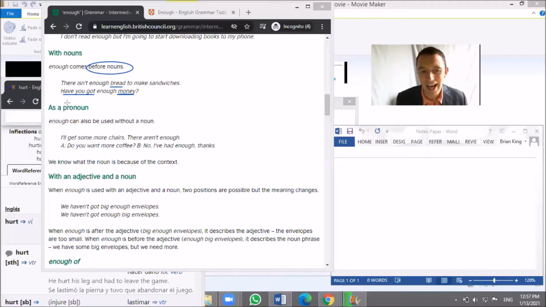As a pronoun, enough can also be used without a noun. So I will obtain some more chairs. There are not enough. So here it's the pronoun because the substantivo is not necessary, because of the context. Everybody understands the context of the chairs, so the chair is not necessary in the second sentence. So there are not enough. And that's the end of the sentence. So in that case, it's the pronoun.